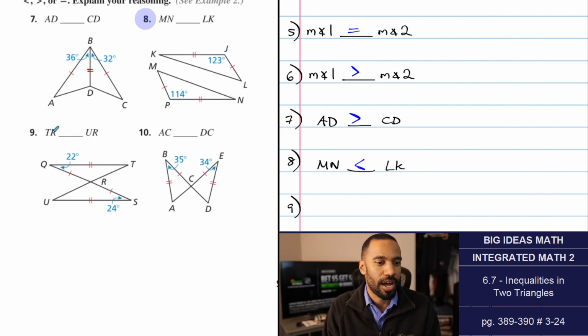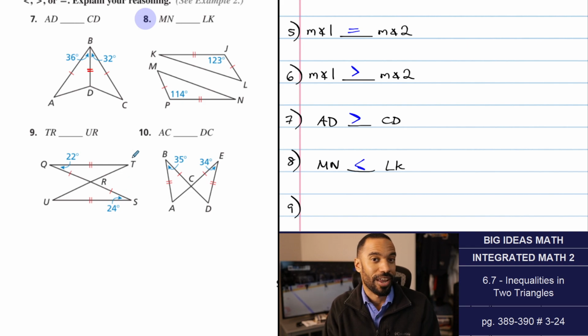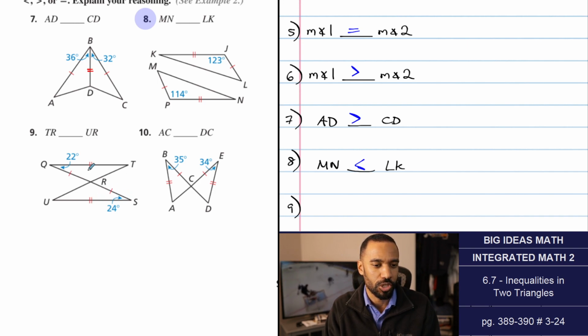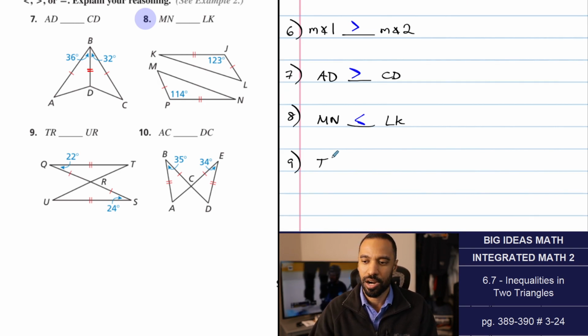Nope, not here. Number 9. I was thinking maybe if these were parallel lines, we could talk about congruent alternate interior angles. I would have loved to see something like that. We have congruent vertical angles here, but that is no matter. We're only looking at the included angle, the one between the known congruent sides, and 24 is more than 22. So this UR is going to be more than this TR right here. UR is greater than TR, or TR is less than UR.